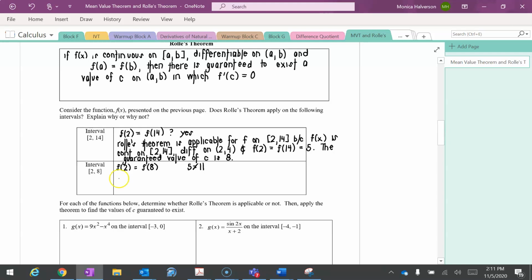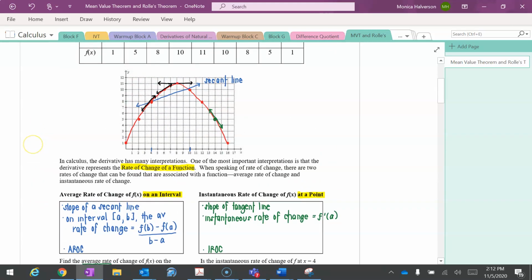So in this case, we can say no, Rolle's is not applicable because f of 2 does not equal f of 8. And the key thing to this is we are then proving that there's no relative max or relative min within that interval. And our graph supports that. If we look between 2 and 8, there's no relative max or min in this interval at all. So Rolle's theorem supports what we've been doing with the first derivative test.